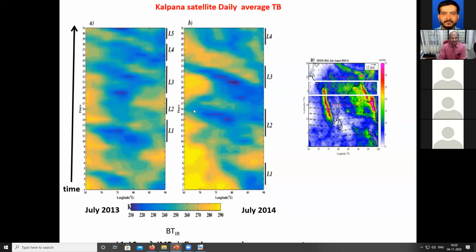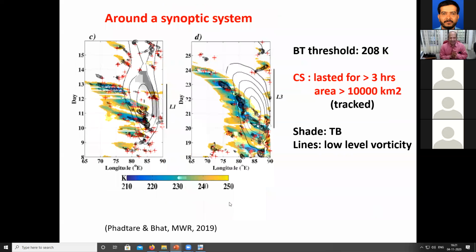When I zoom in on one of these times, what do you see? Okay, this is a little busy. Let me explain what it is. Let's look at the first panel here, which is C. Whatever you see in the color contour is again the brightness temperature. The scale is lowest 210, the warmest 250. So wherever you see this blue patch, that's the place where you have the deepest clouds.